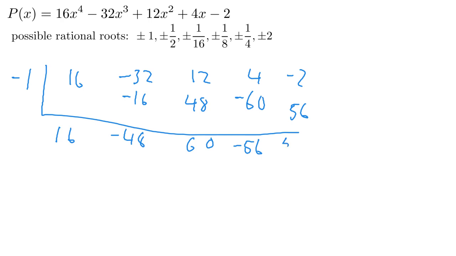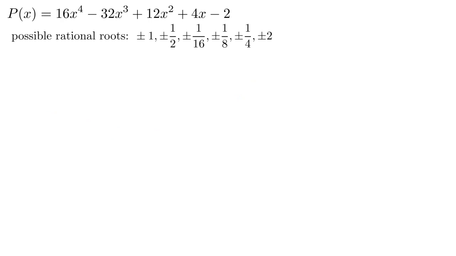And you can already see we're not there yet. So our remainder is 54. Okay, that's not what we want, so we've got to keep going. And hopefully, eventually, we'll be lucky and we'll be able to find one. Okay, so what's next on our list? Well, it looks like 1/2. Let's try that next.